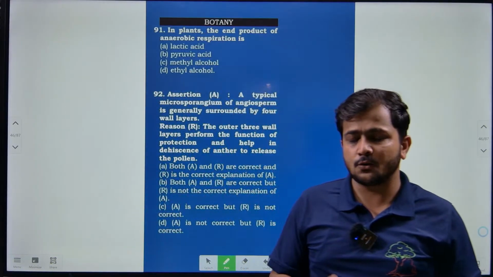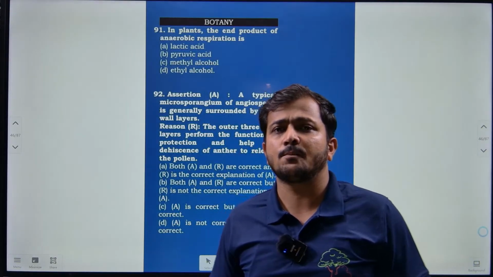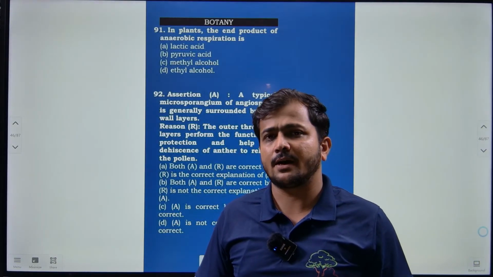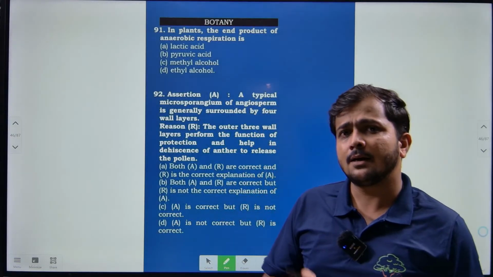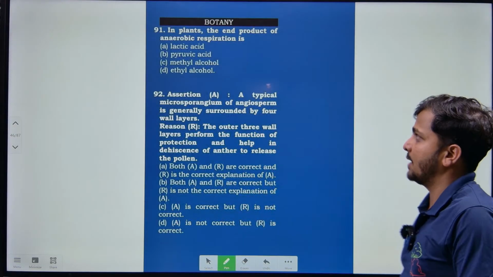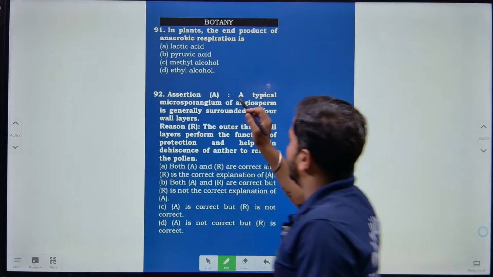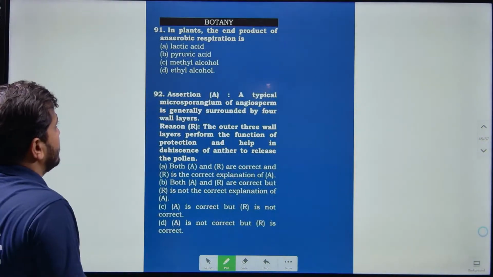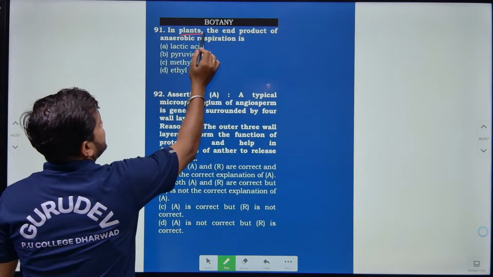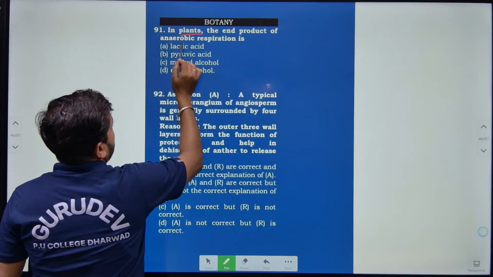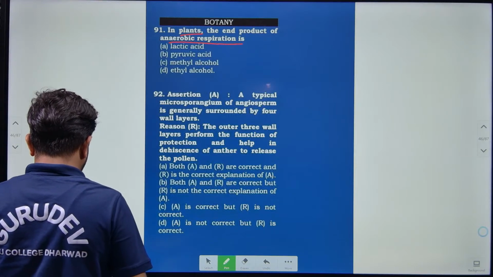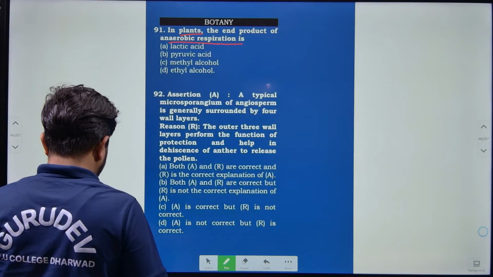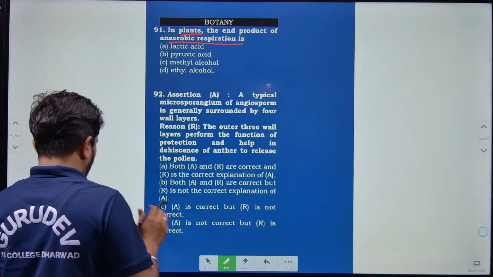So today we are going to discuss the mock test 3 which we have conducted, majorly the biology part and mainly the botany part, right? Here, the 91st question: in plants, the end product of anaerobic respiration is? In plants, the major end product of anaerobic respiration is ethyl alcohol, right?